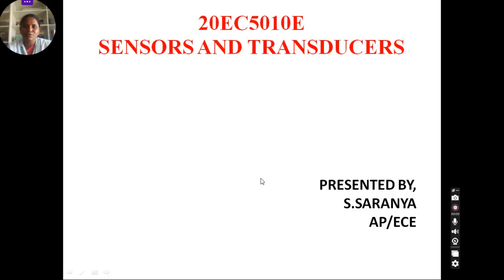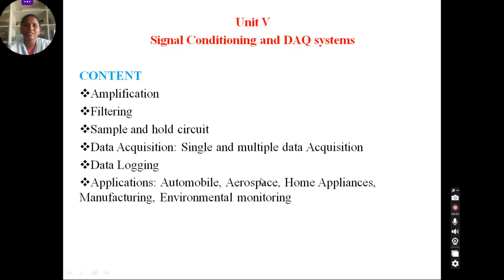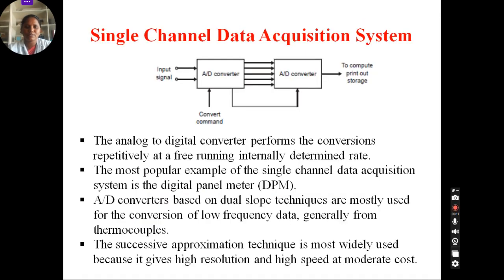In the Sensors and Transducers subject, we discuss Unit 5, signal conditioning and DAQ systems. DAQ means data acquisition systems. We discuss the topic of data acquisition systems. They are considered as two types: single-channel data acquisition system and multi-channel data acquisition system.